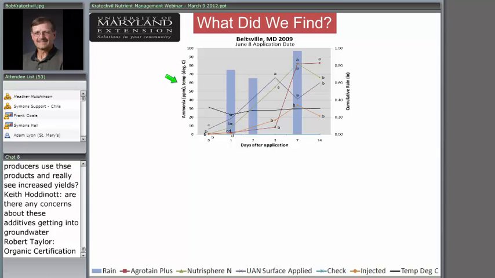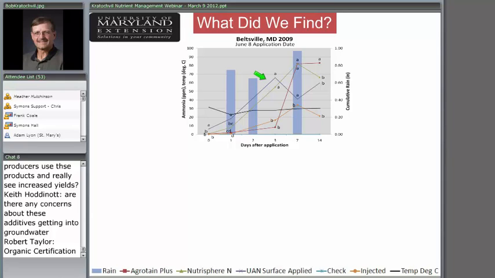Now, we had a control. That's this line right across here. You probably can't see it because it's at the 0 level. That was the control where there was no nitrogen supplied. And it remained at 0 the entire time. And that simply proves that we were able to measure nitrogen in these collection chambers with this technique.